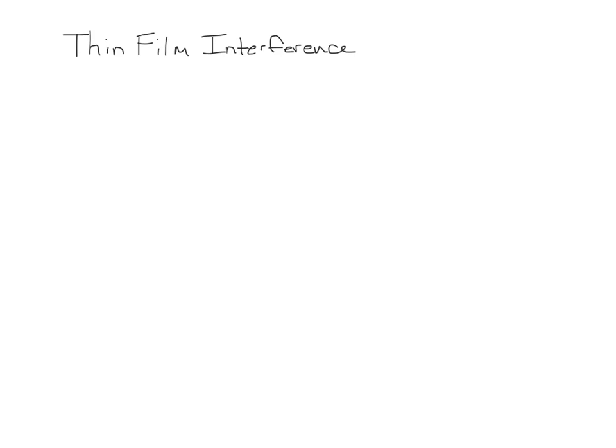Alright guys, so today we're going to talk about thin film interference, and just like all the other interference that we've discussed, the basic equation we always start with is delta L equals m lambda. So, just like everything else we've talked about, delta L stands for the path length between two rays of light that are going to interfere with each other.